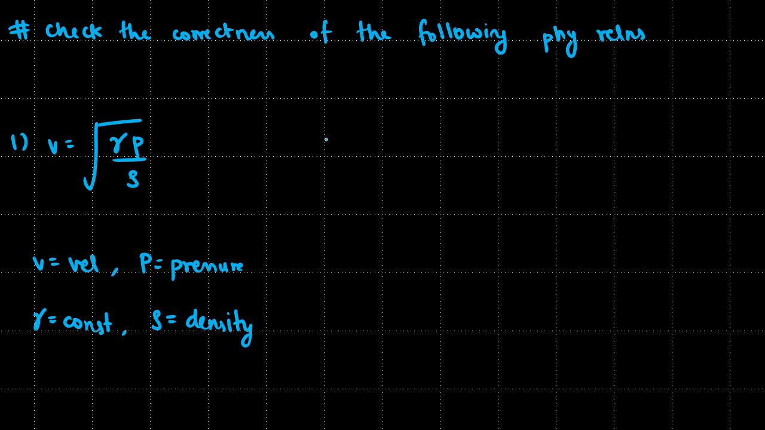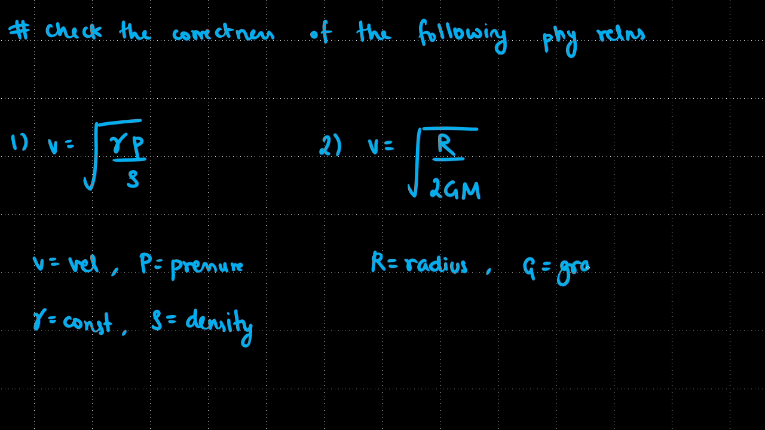So another one, the second part is v equals R divided by 2GM, whole square root. So here R is the radius of something, and G is the gravitational constant, big G, and M is the mass, capital M is the mass.